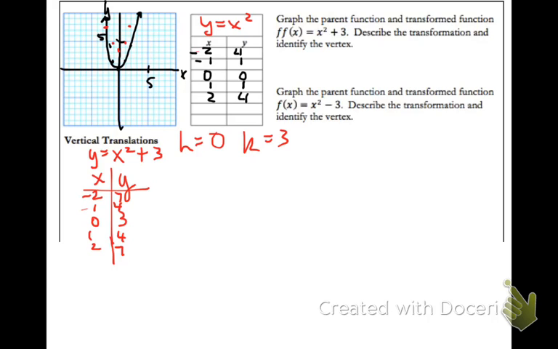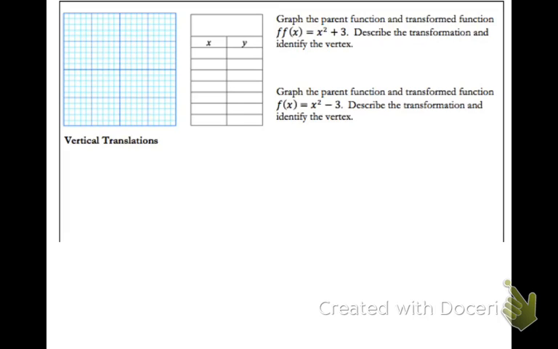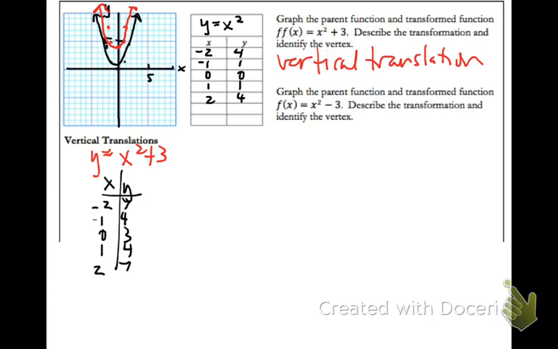Okay. So, a lot going on in this graph, but if you draw your smooth U-shaped curve, you can see that that graph has shifted up. It hasn't changed size or shape. It is simply just shifted up. So we would call that a vertical translation up. And notice it's up 3 units.